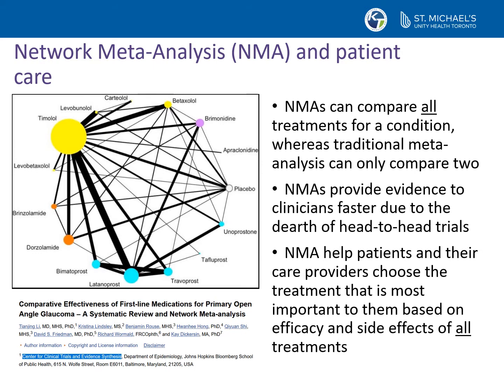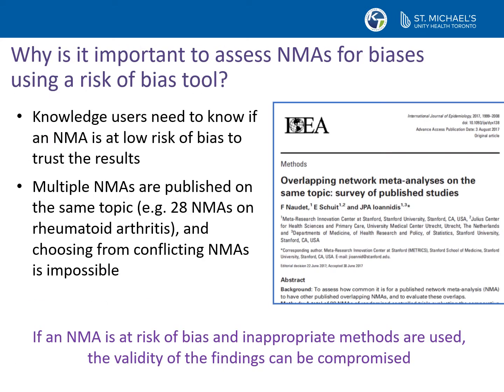So NMAs can help patients and their care providers choose the treatments that are most important to them based on side effects and efficacy of all treatments. So why is it important to assess network meta-analyses for bias using a risk of bias tool? Without a risk of bias tool for network meta-analyses, knowledge users will not be able to know if an NMA is at low risk of bias and whether to trust the results.